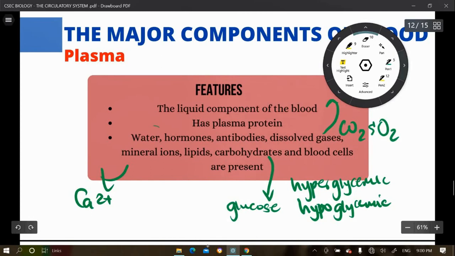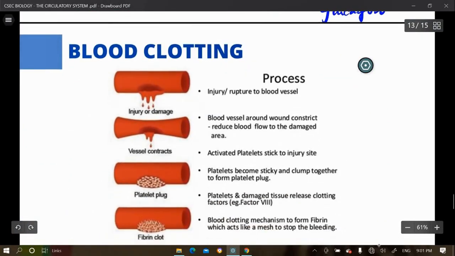However, when you're hypoglycemic, your body, your liver as well, will release glucagon. That's a different hormone, and glucagon will raise the blood glucose level. Alright? And of course, blood cells in the plasma. Red blood cells, white blood cells, platelets. Red blood cells are called erythrocytes. White blood cells, overall called leukocytes, and the platelets called thrombocytes. Hoping you're remembering all of these.